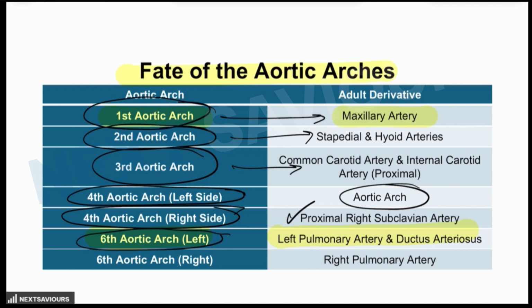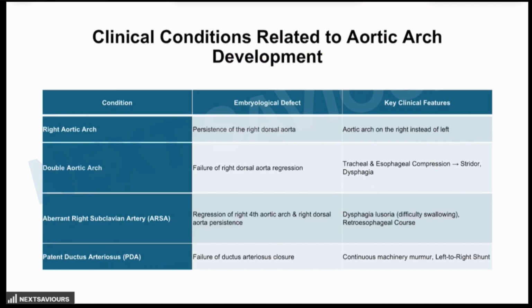The sixth aortic arch on the left side leads to left pulmonary artery and the ductus arteriosus, while the sixth aortic arch on the right side leads to the formation of the right pulmonary artery. So this is the fate of the aortic arches normally. But what if there is an abnormality? That means, what are the possible abnormal regressions of the aortic arches?